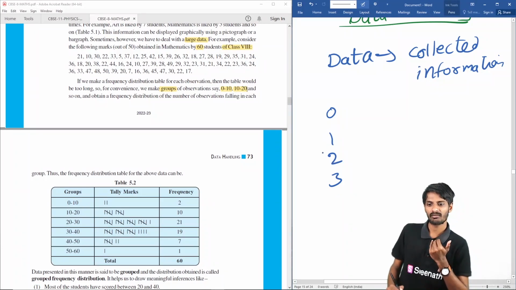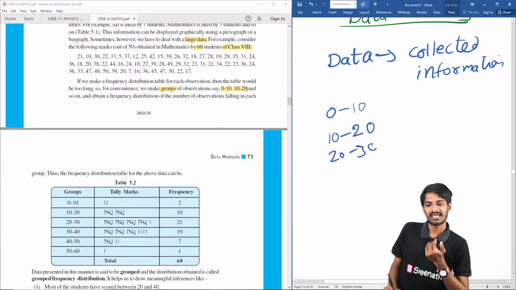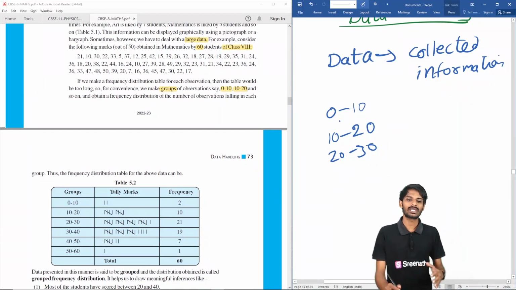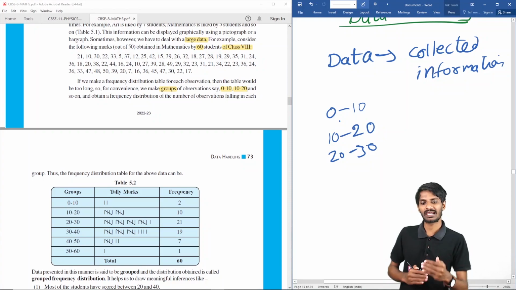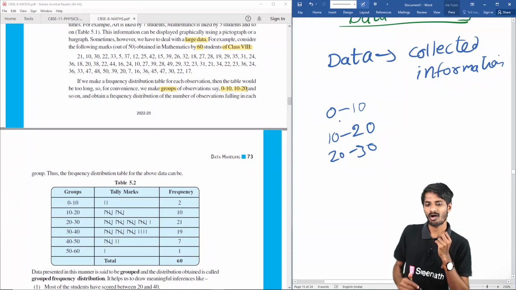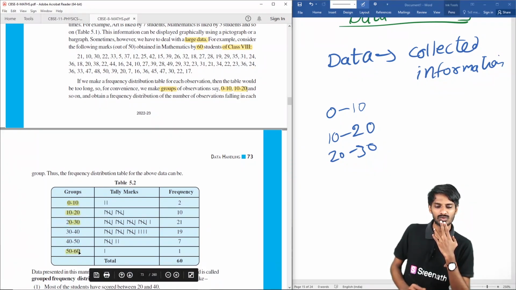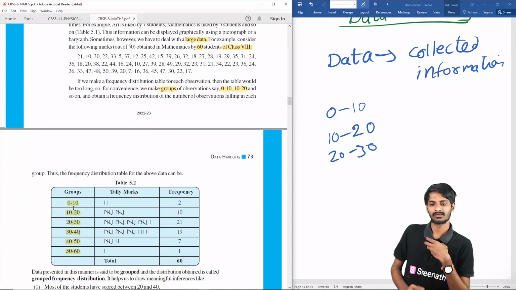Instead of this, the data is very large now. What we can do is ask how many students got 0 to 10 marks, how many students got 10 to 20 marks, how many students got 20 to 30 marks. It is a better approach, better organization, so that we can group. By grouping it, the length is decreased and we can easily organize it. Like that, we have grouped 0 to 10, 10 to 20, 20 to 30, and so on up to 50 to 60 marks. Like that we have grouped them, students.